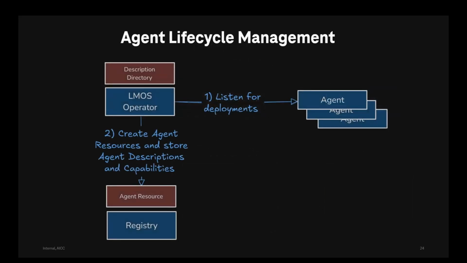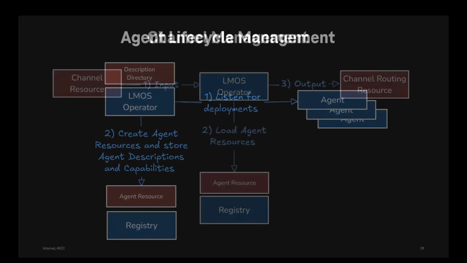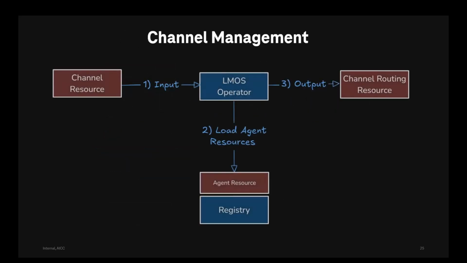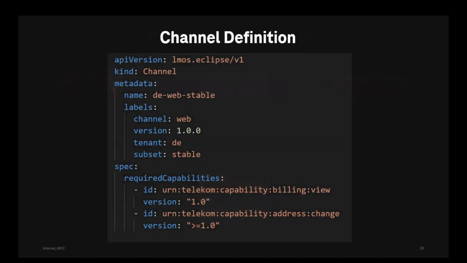So as said, the operator is listening for deployments and then installing them in the registry as a new custom resource in Kubernetes, which is an agent resource. And when I now kubectl apply a channel, it loads all information about the agent and generates a channel routing, which is basically routing information, like a usual router would use. But now we need to do routing based on natural language. We cannot use Istio or Kubernetes anymore to make smart routing decisions. We need to do routing on natural language intent classification level.